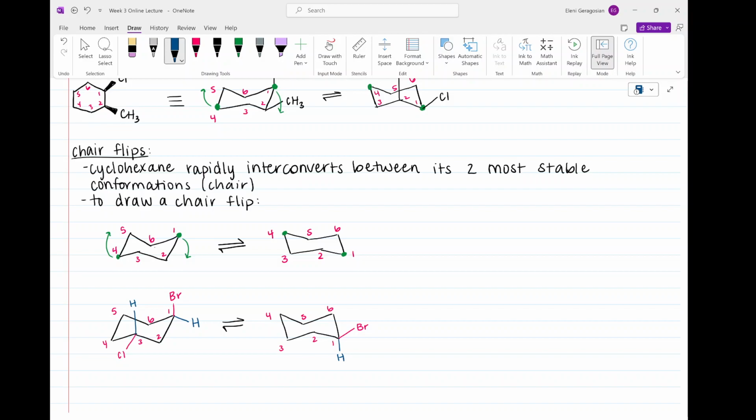Then at carbon 3, we have a chlorine that was pointing down. So for carbon 3 in the chair flip, that chlorine is still pointing down, but now it is axial. And the hydrogen that's pointing up is now equatorial. So we have some rules for chair flips we'll write out to conclude the video.